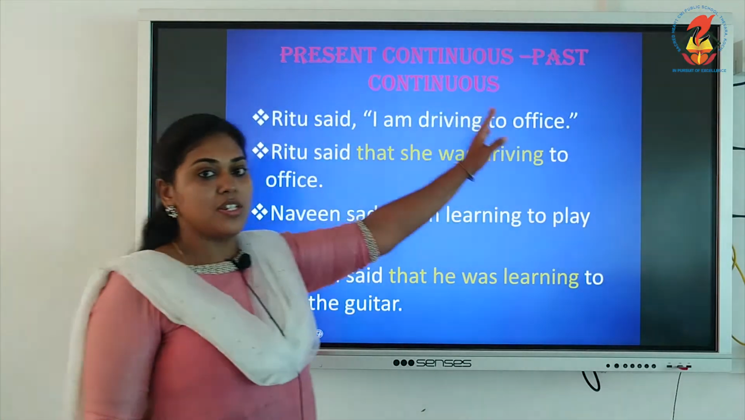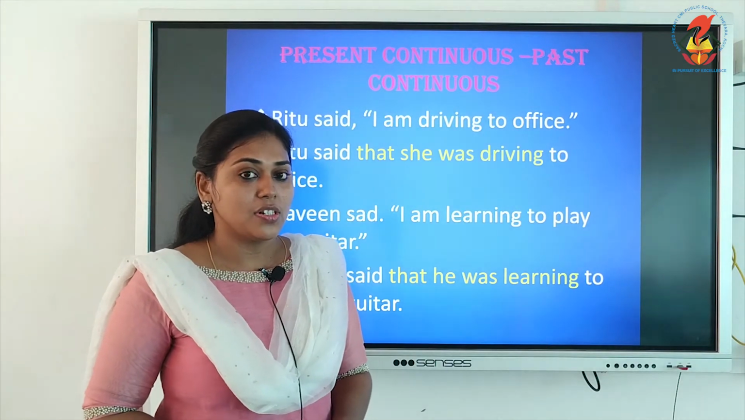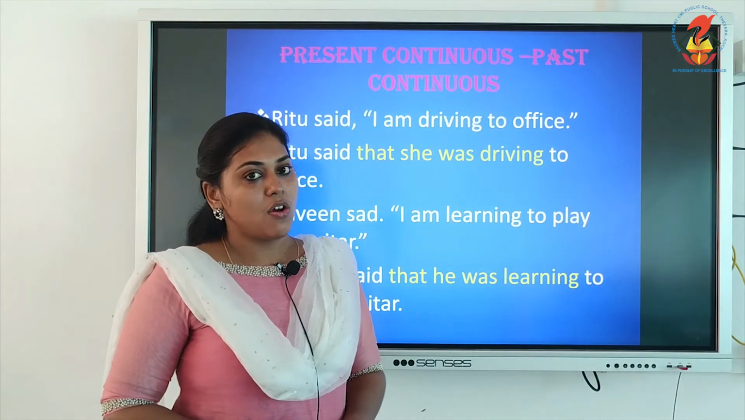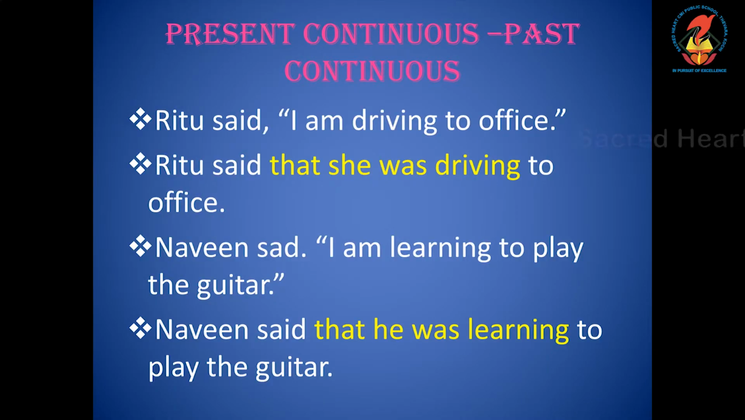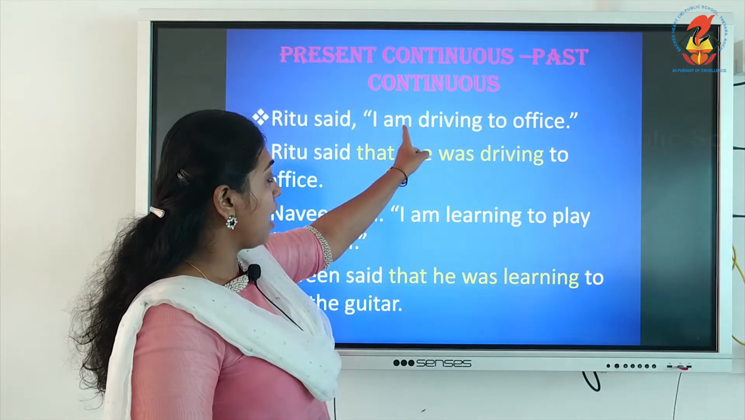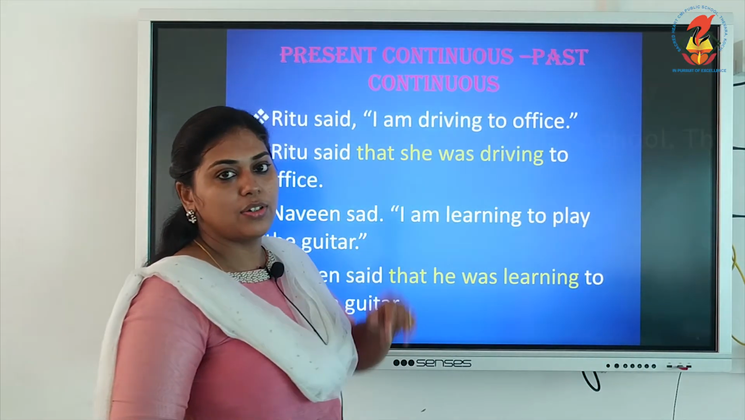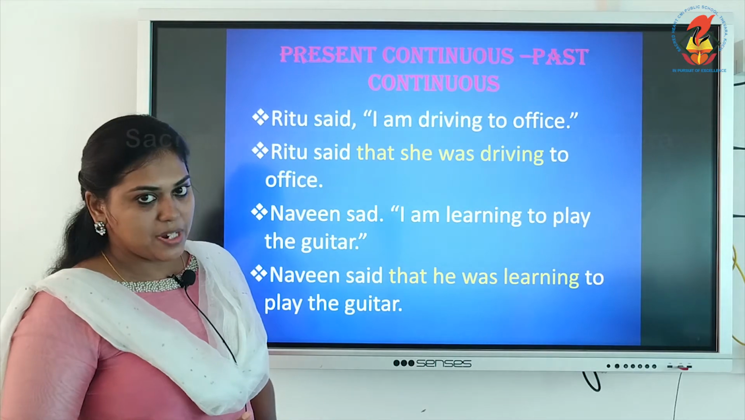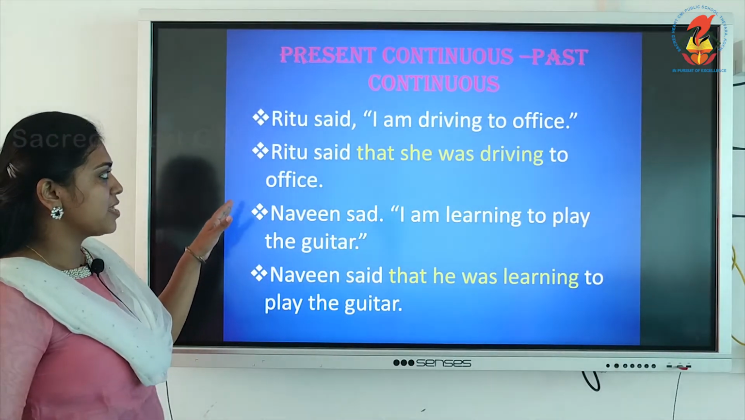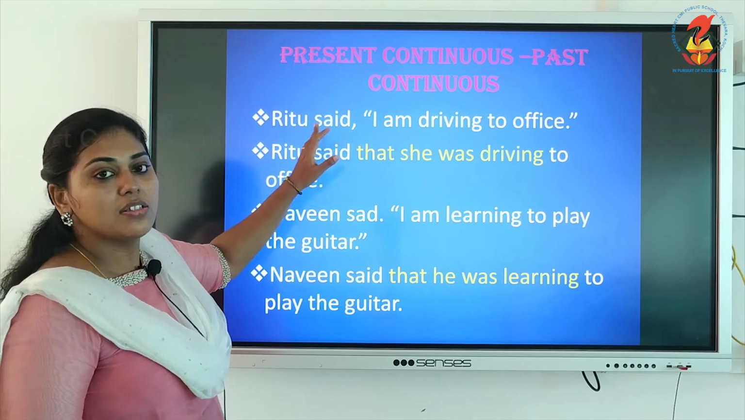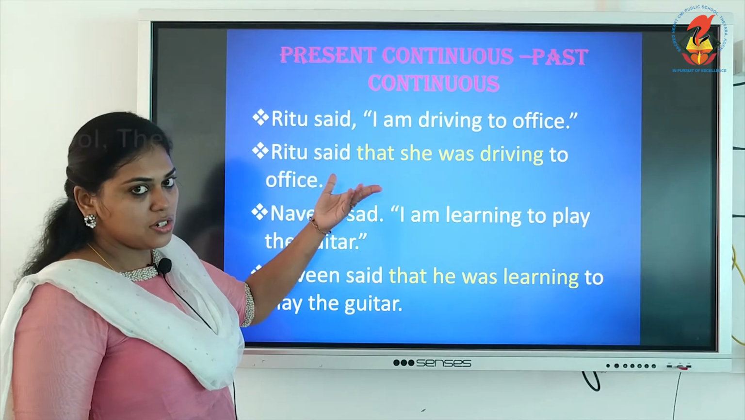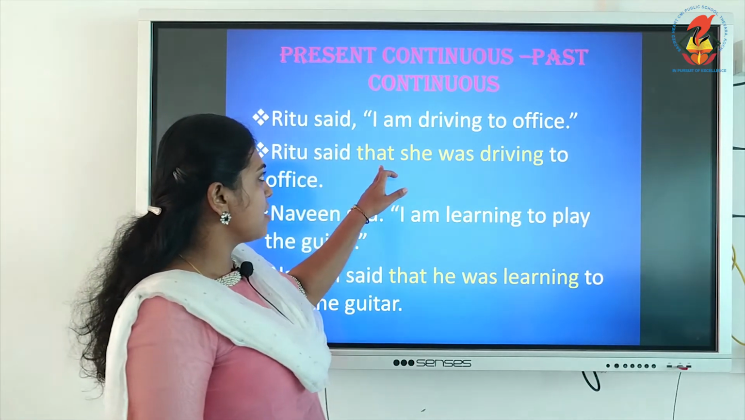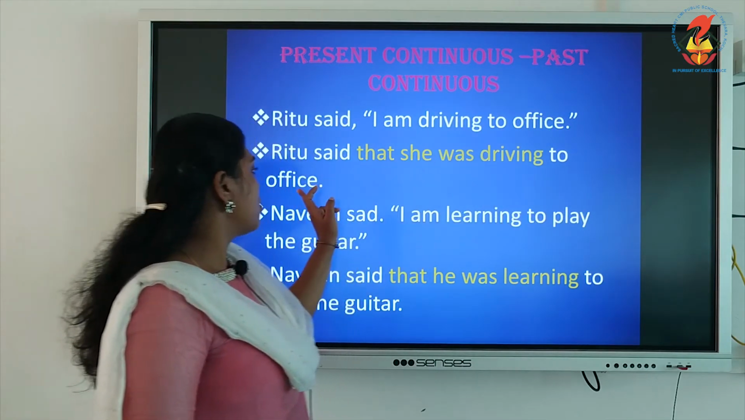Okay. So this is about simple present tense. Next is present continuous tense. What is the formula of present continuous tense, children? Do you remember? Am, is, or are plus verb plus ing. So in which tense is this dialogue written here? Ritu said, I am driving to office. We understand that am is there and the ing form is also there, so it is written in present continuous tense. So how will you change it into indirect speech? Before starting, we need to check the reporting verb. Reporting verb is said, so we have to change the tense form. So Ritu said that she was driving to office.